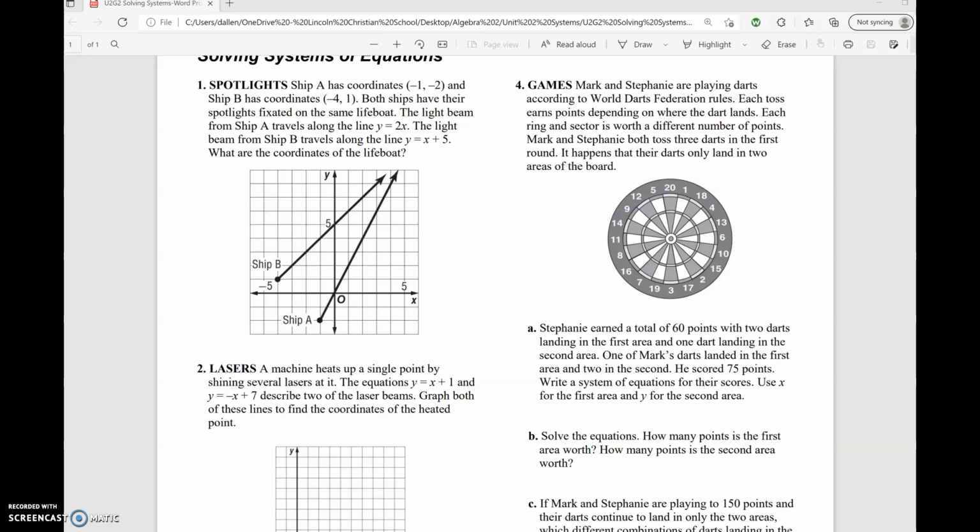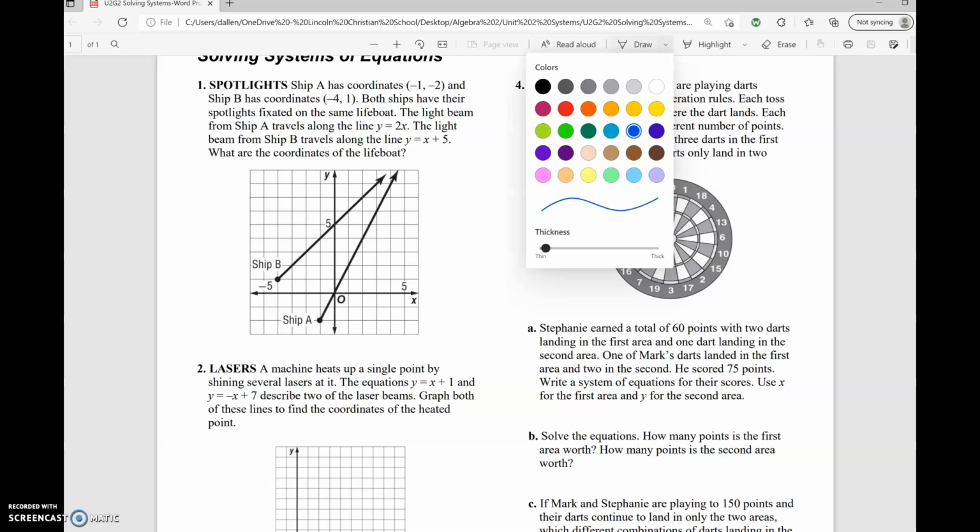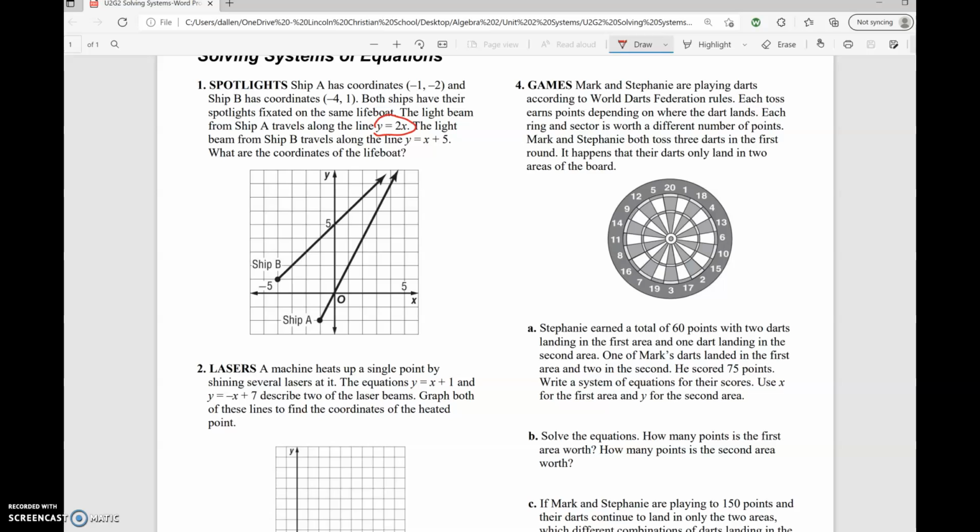So this first problem, you are graphing your 2 equations, y equals 2x and y equals x plus 5. They started graphing it like this: this is your y equals x plus 5, this is your y equals 2x. Ship A and ship B are both shining a light beam on a lifeboat out here, and you have to figure out where that lifeboat is, and it's basically going to be where these 2 lines cross. So where this line, if I extended it out, and where this line crosses.